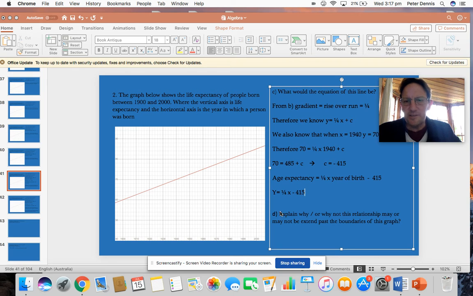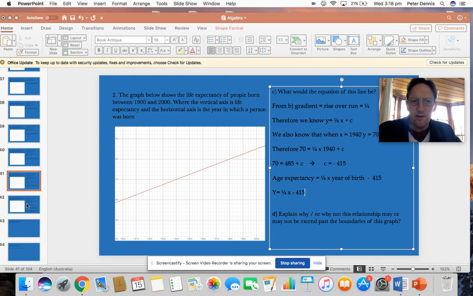The last question: explain why or why not this relationship may or may not be extended past the boundaries of this graph. Well, going out this way, it sort of means that at some point we'll be living forever. And maybe that's the case. Maybe back in 1900, people had an average life expectancy of 60 and thought, oh, no one will ever have a life expectancy of 80 or 90, but we're there at the moment. So we could maybe extend it out here. It does seem that, by the year 2050, life expectancy might be 110, but who knows? With health, that may be the case.